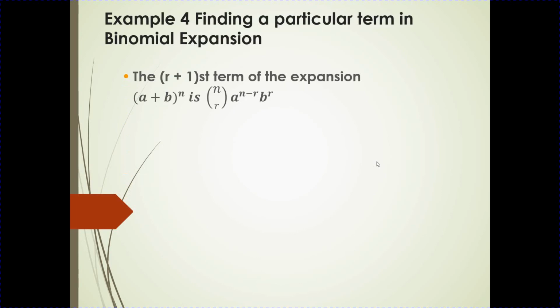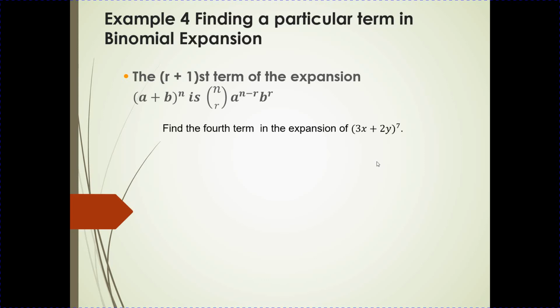In example 4, there is one formula that we are going to use, which is to find a particular term in a binomial expression. You are going to use this formula: n choose r times a to the power of n minus r times b to the power of r. The r plus 1th term of the expansion of (a plus b) can be found using this formula.